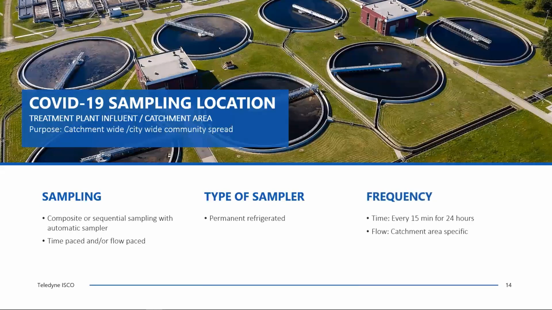The frequency of sample collections would be typically once every 15 minutes over a 24-hour period of time. If one is performing flow-based sampling, again, one must know what the typical volumes are at that location day in and day out to be able to determine what the volume interval between sample events would be.